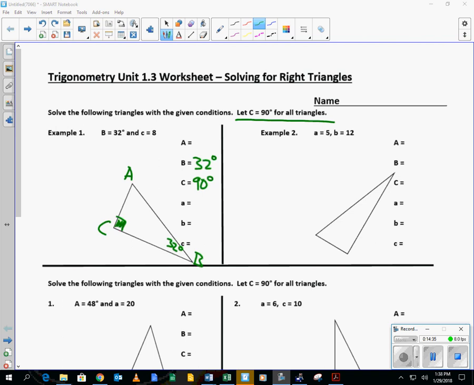So first of all, it doesn't matter which one you label A or B. What I chose to do is have B be the smaller angle because I could tell if this was 32, the other one would be 58. So we'll get to that in a second. But now what you need to know is that the sides across from the angles are going to be the opposite, and they will be the lowercase letters. So here it says C is 8, so this side is 8 because it's opposite angle C.